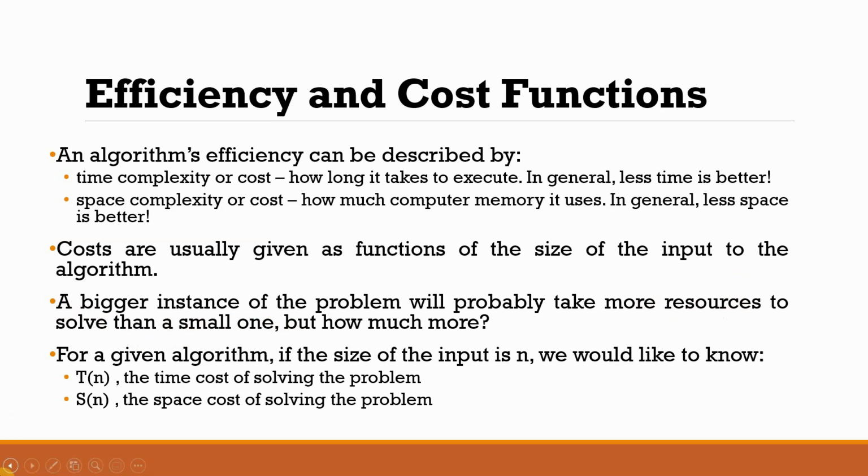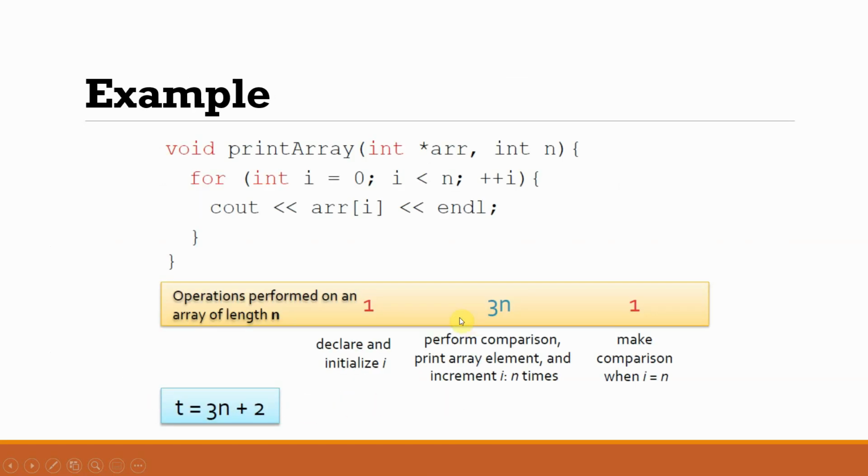We want to determine how much more space we need, so how the time and space are going to grow. The time requirement and space requirement are going to grow and increase as the size of our input increases. For a given algorithm, if the size of the input is n, we would like to know T(n), which is the time cost of solving the problem, and S(n) is the space cost of solving the problem.